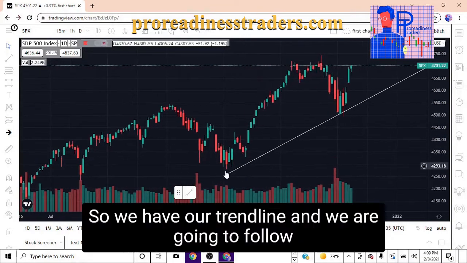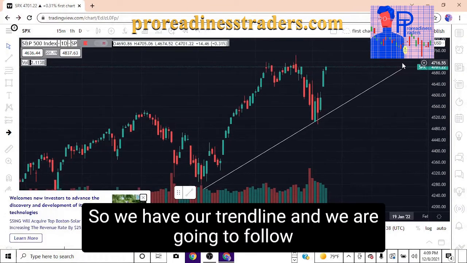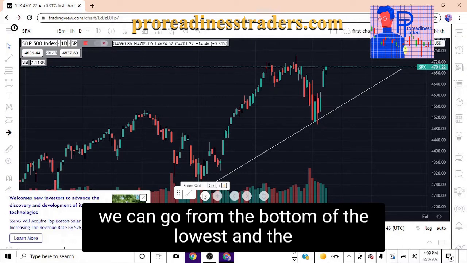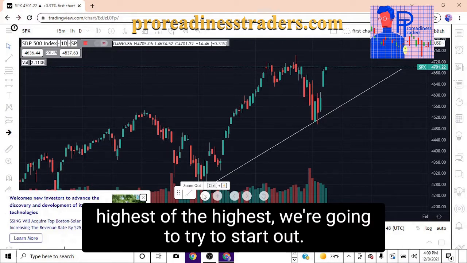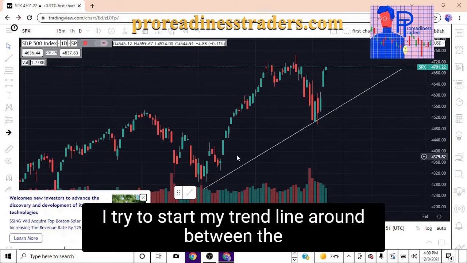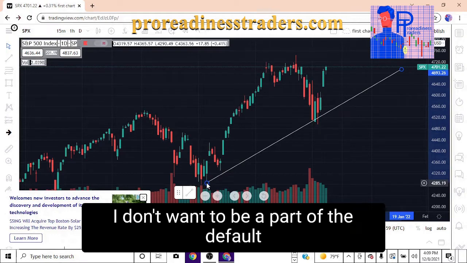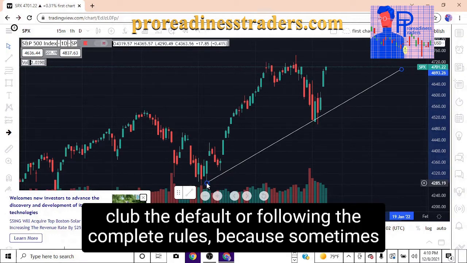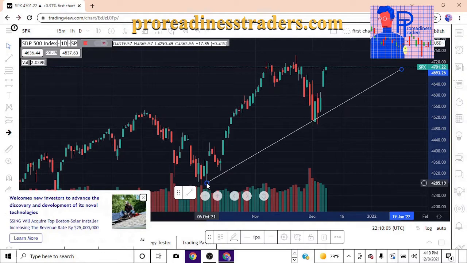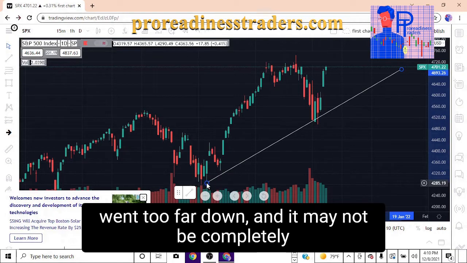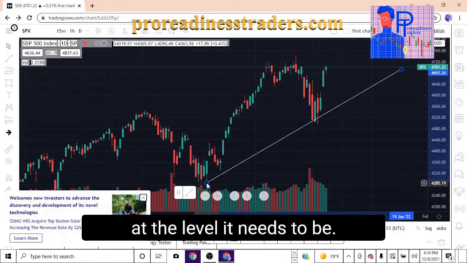Okay, so we have our trend line, and we're going to follow the rule of creating a trend line: even though we can go from the bottom of the lowest and the highest of the highest, I try to start my trend line between the third or the fourth bar instead of the complete bottom. I don't want to follow the complete default rules, because sometimes there's a knee-jerk reaction where the market has actually gone too far down and may not be completely at the level it needs to be.